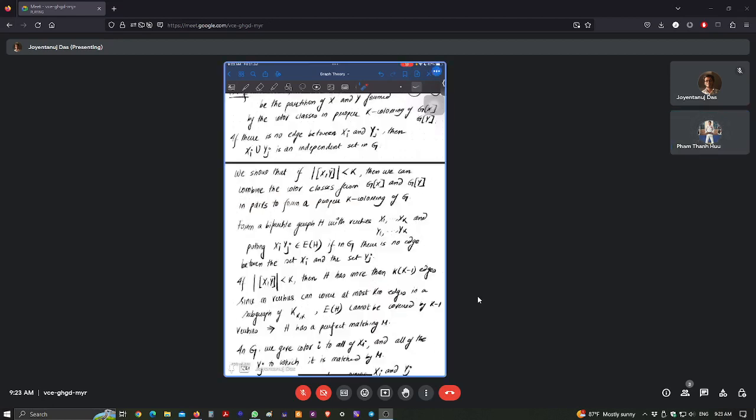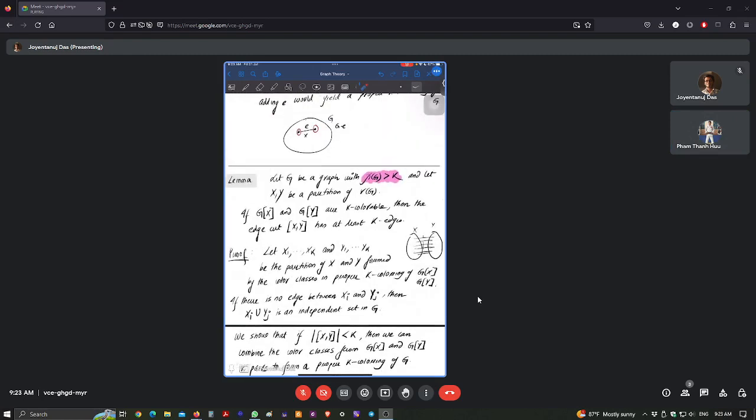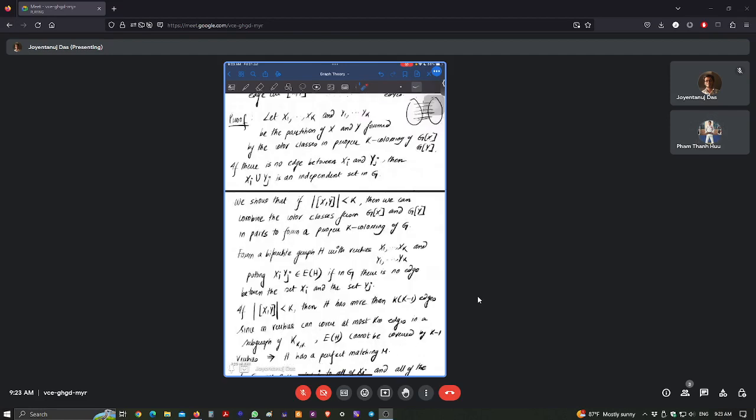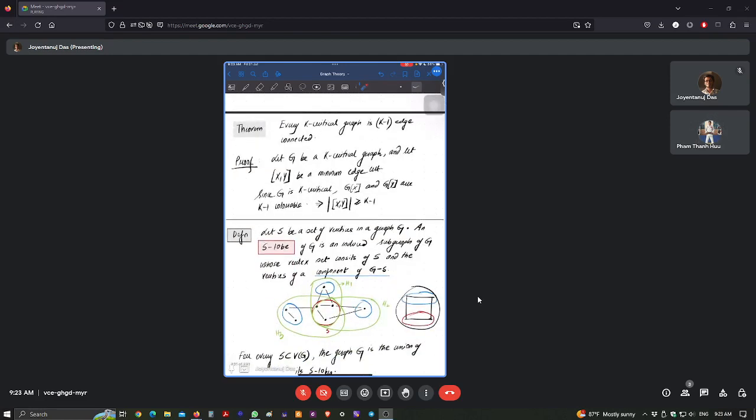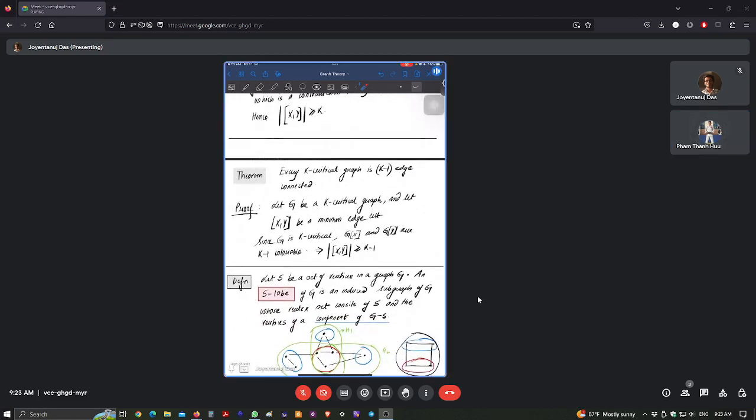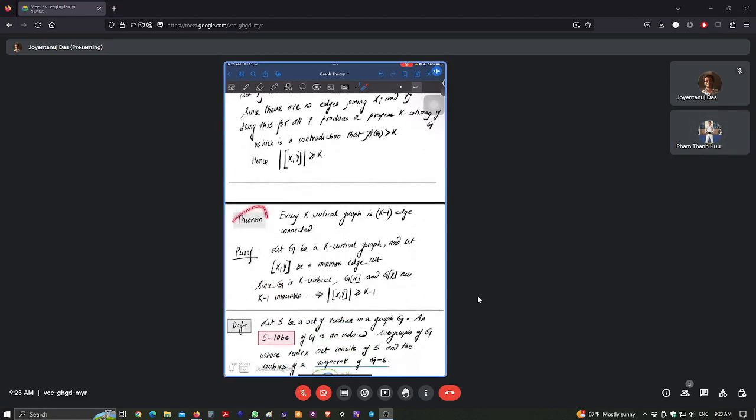So this was the statement: if G is a graph with chromatic number greater than k, and X, Y be a partition with Gx and Gy k colorable, then the edge cut has at least k edges. Using that lemma, we have the following theorem: every k critical graph is k minus 1 edge connected.